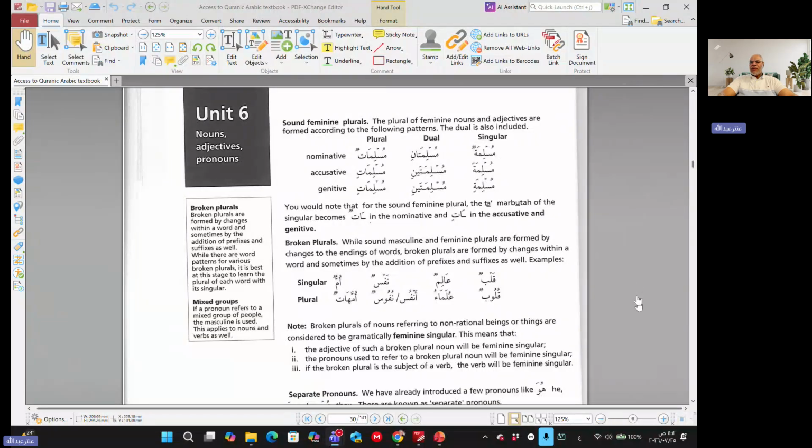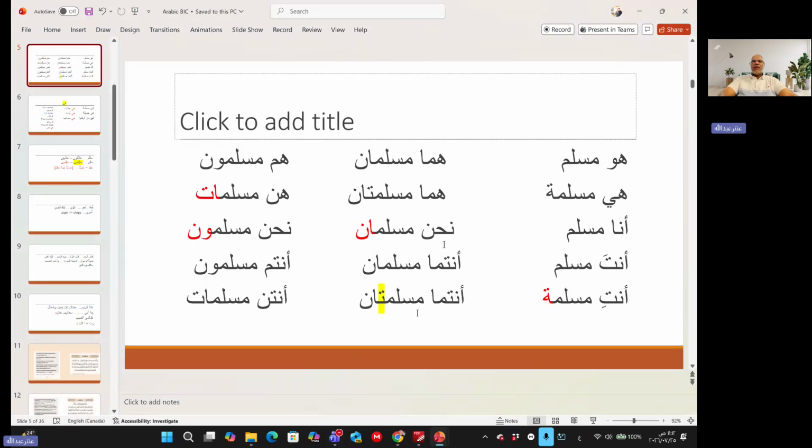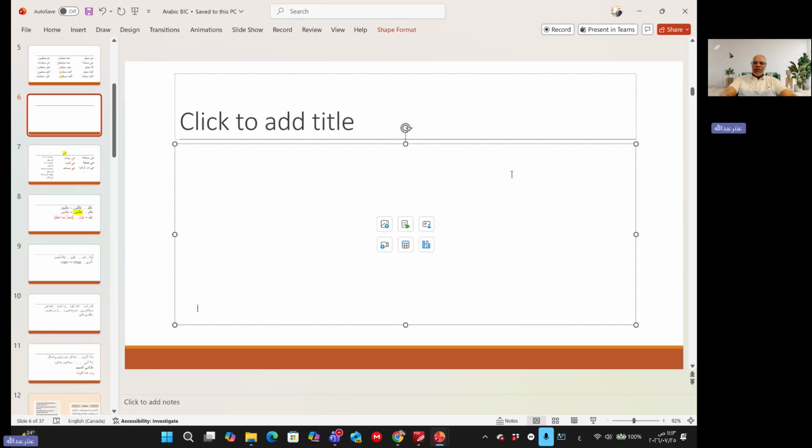Last time we spoke about the dual, al-muthanna, and how to make the dual in Arabic. We said that for the dual we add alif and noon to the singular noun. So a word like Muslim, singular male, what is the dual form of Muslim? Muslimani. If it is Muslimah, this would become Muslimatani. And we said that this is in the nominative case.